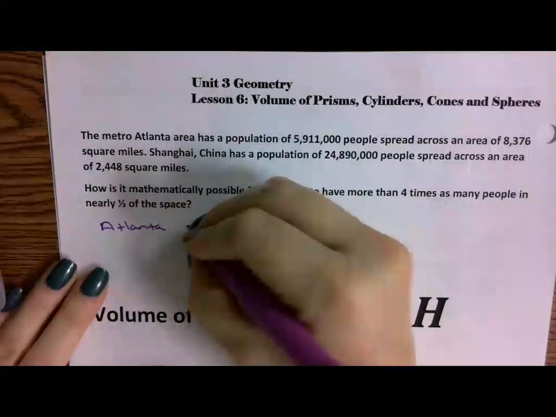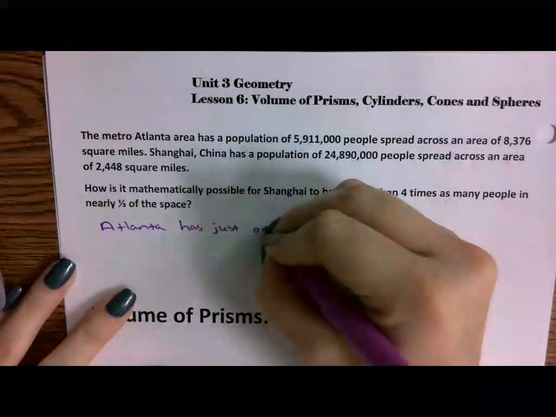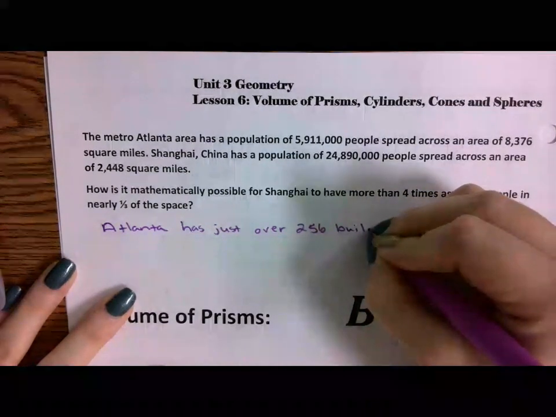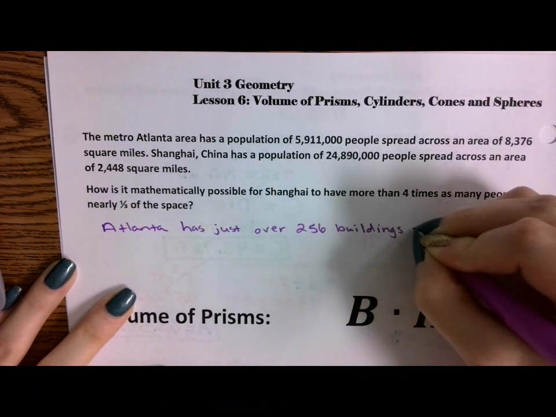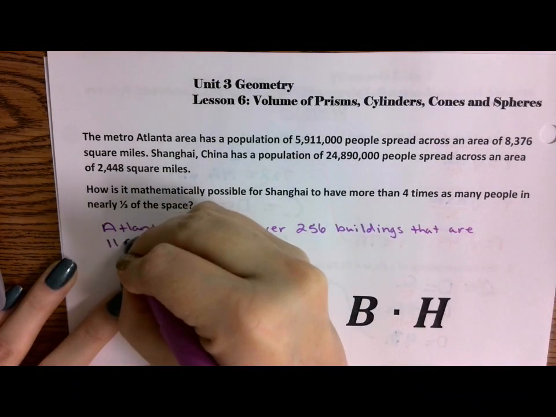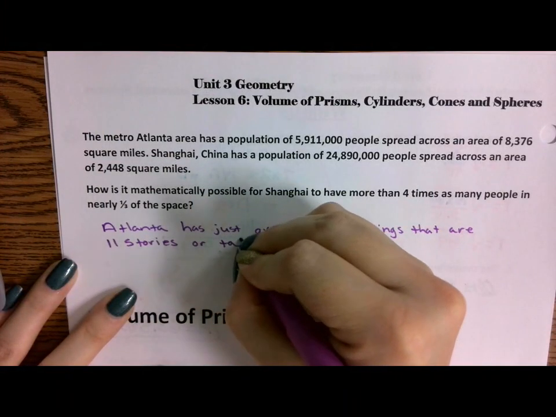But essentially, Atlanta has just over 256 buildings that are 11 stories or taller.